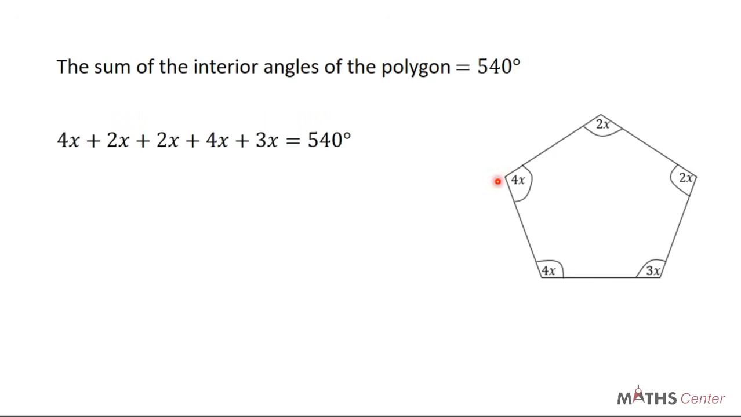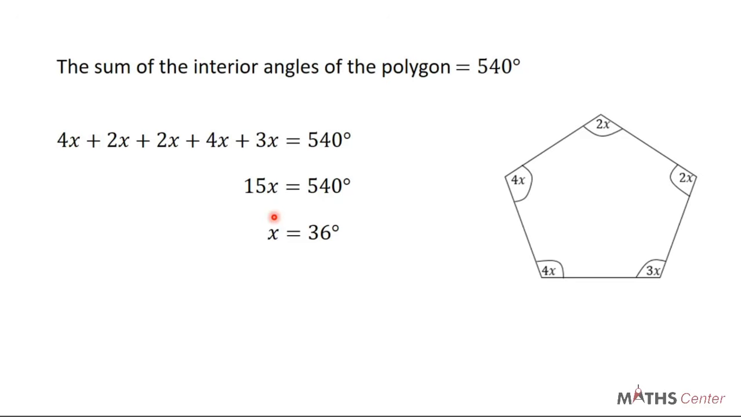So we will say that 4s plus 2s plus 2s plus 4s plus 3s will give us 540 degrees. I hope this is clear. So we have been able to find the sum of the interior angles of this polygon. So we can now add the interior angles of the polygon and equate it to the sum, which is 540 degrees. This will give us 15s is equal to 540 degrees. You divide both sides by 15 and s gives us 36 degrees. I hope this is clear.